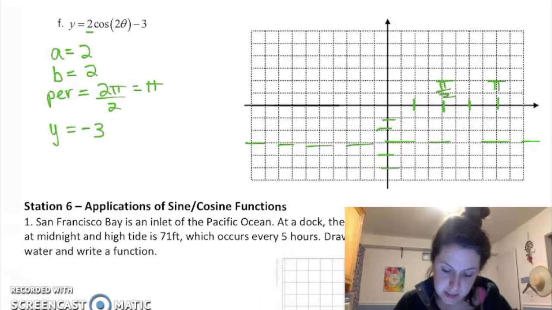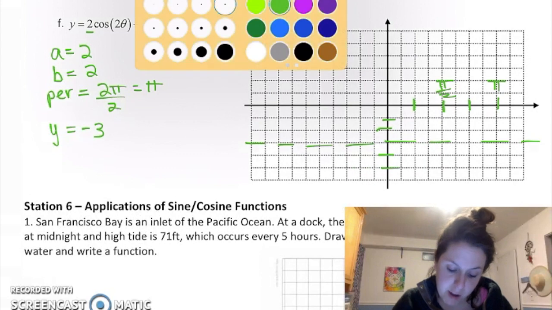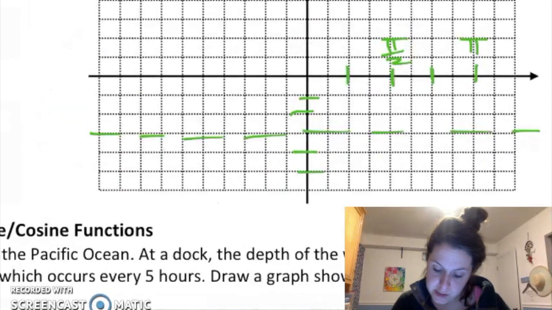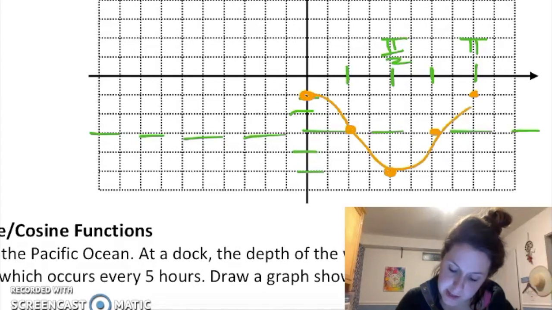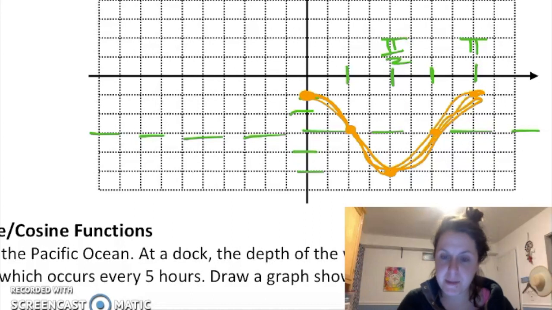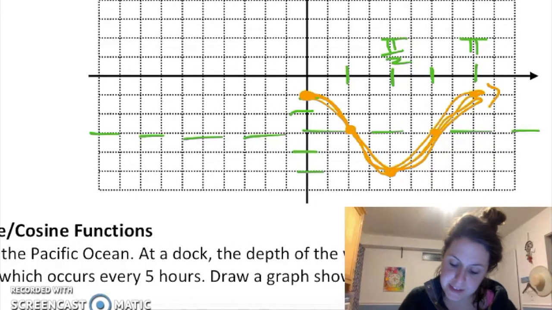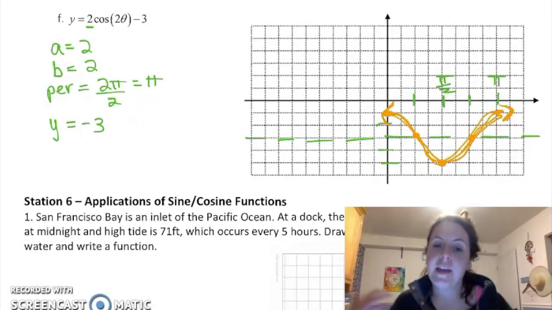If you wanted. And then what I know is that this is a cosine curve. So cosine should start from its max, go to its midline, go to its min, back to its midline, back to its max. And so that would look like that, right? You could repeat it on the other side. This should have arrows on the end because they don't give us a restricted domain. And that would be what that looks like.